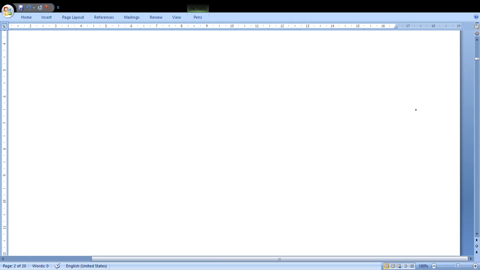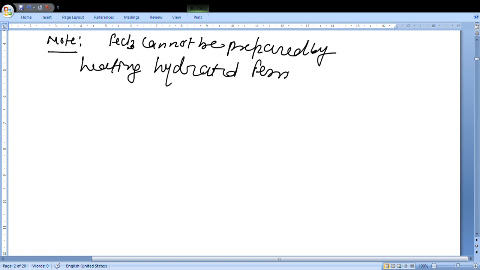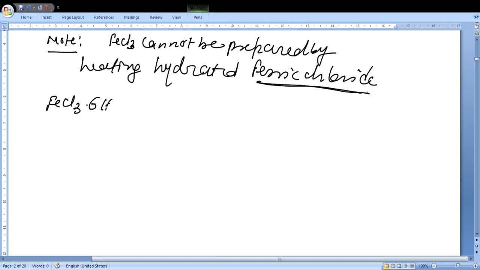Now the second is very important. The point is that FeCl3 cannot be prepared by heating hydrated ferric chloride. Hydrated ferric chloride, and the formula of hydrated ferric chloride is FeCl3.6H2O.